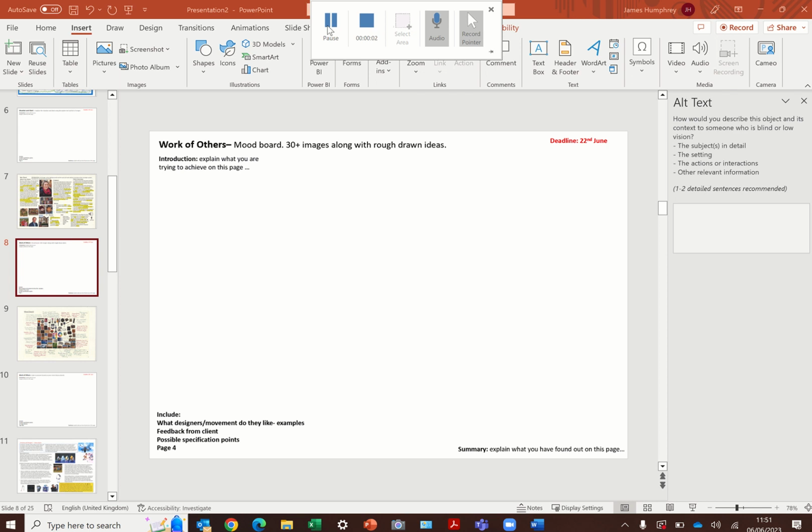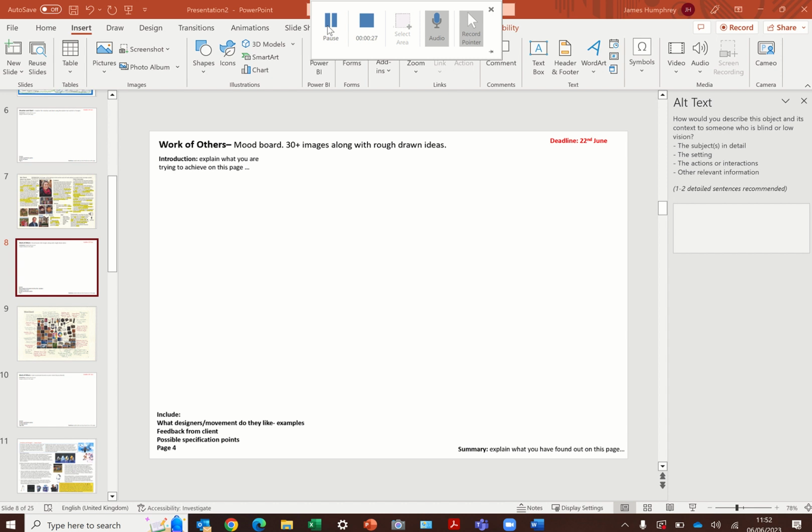Okay, gents, we're on to the next page, the work of others. The work of others is a broad title and is part of the mark scheme. So you must include the work of others, and we'll try and do that in a variety of different ways, both in the research section and beyond. This page is the mood board, where you include around 30 plus images on this piece of A4.